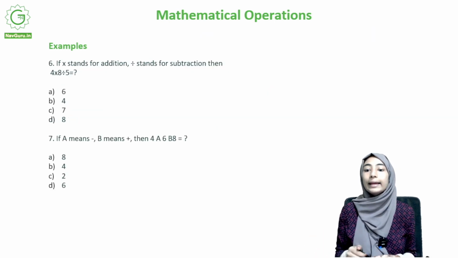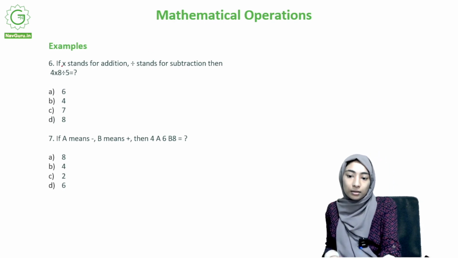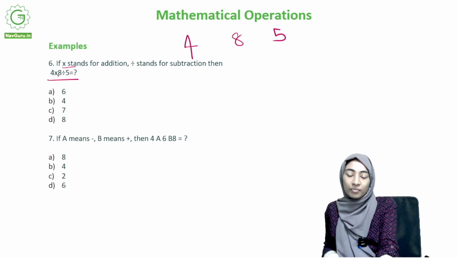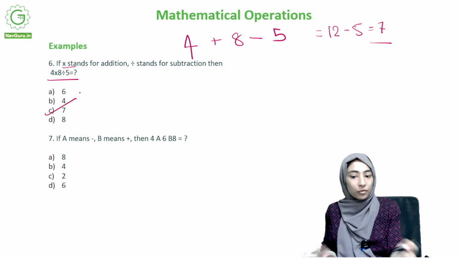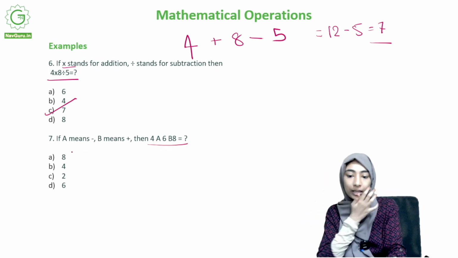Moving on, if here again you are given the symbols. Okay, so you know that, we'll just write it 4 8 5. Instead of multiplication, give addition, plus. Instead of division, give subtraction, minus. So 4 plus 8 is 12. 12 minus 5 is 7, and that's it. You've gotten the answer.